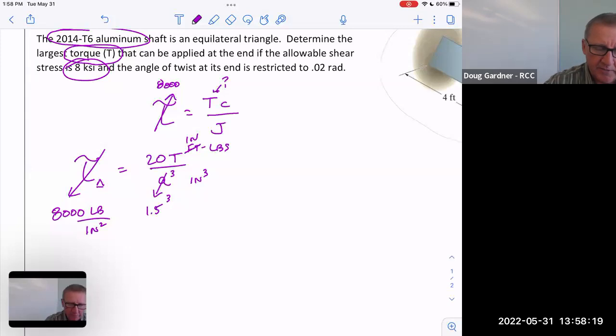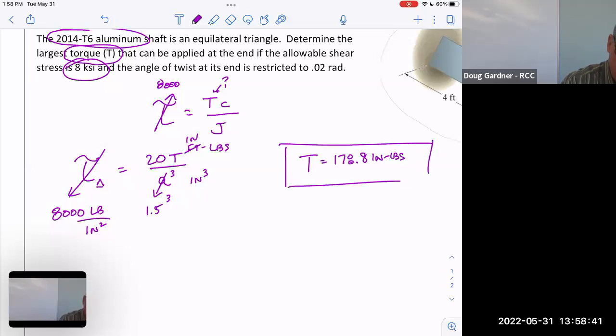So yeah, now the inches would cancel, so I'd have pounds per square inch. Awesome. So I just need to take 8,000 times 1.5 cubed, divide by 20, and I'm going to get inch pounds for my answer. And there's nothing that said I had to answer any certain way. Cool. Oops, sorry, I looked at the wrong one. Oh, okay. Yeah, 1350.